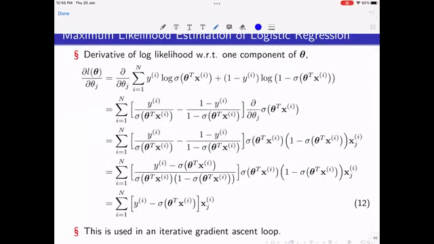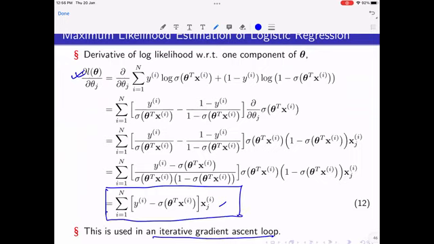If you do this math, I'm not going into the details. You take the derivative with respect to theta j. Whatever Shubham told about the derivative of a sigma function, if you apply it, you will find this. So you can use it in an iterative gradient descent loop. This is the partial derivative of the log likelihood with respect to theta j, and you can use it for your favorite gradient descent algorithm to find the thetas.